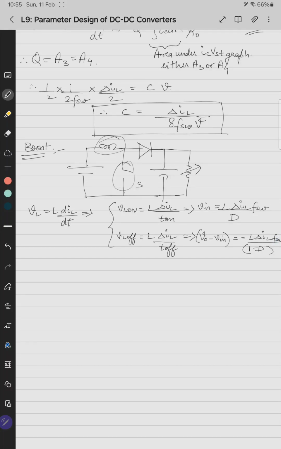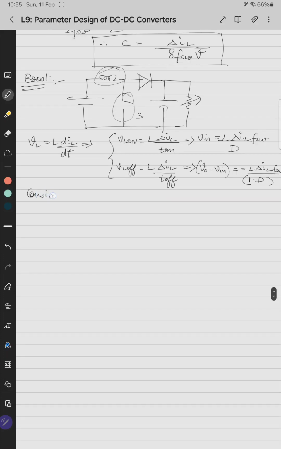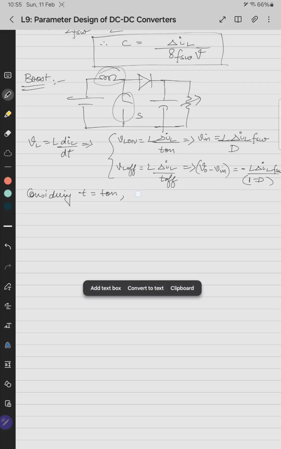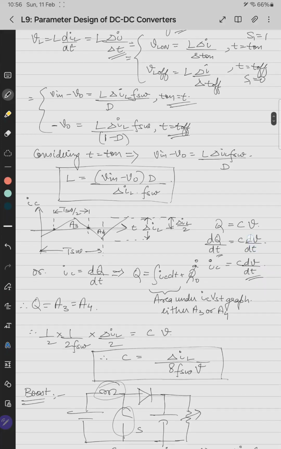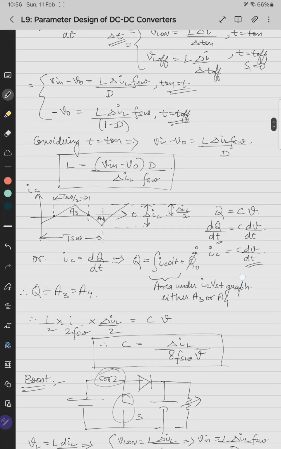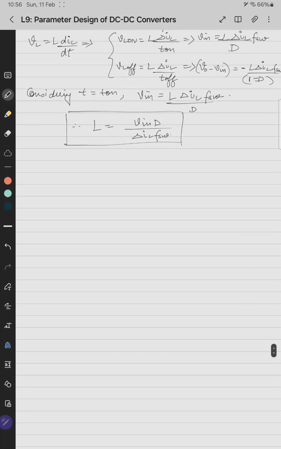Why I have written minus on the right hand side is because the voltage across the inductor during off state is V in minus V naught, but in boost converter V naught is greater than V in, so we have to write everything in terms of positive, so that's why minus sign comes. So considering T equals to T on, V in equals to L delta IL F switching by D, so therefore L we can find as V in D by delta IL into F switching. In the buck converter it is D into V in minus V naught by delta IL into F switching. In boost converter it is only V in D by delta IL F switching.